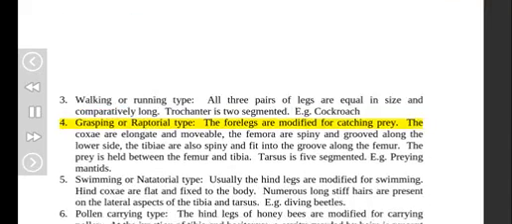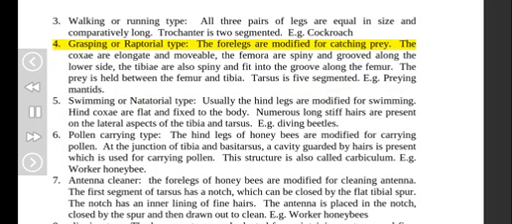4. Grasping or raptorial type. The forelegs are modified for catching prey. The coxae are elongate and movable. The femora are spiny and grooved along the lower side. The tibia are also spiny and fit into the groove along the femur. The prey is held between the femur and tibia. Tarsus is 5-segmented, e.g., praying mantids.